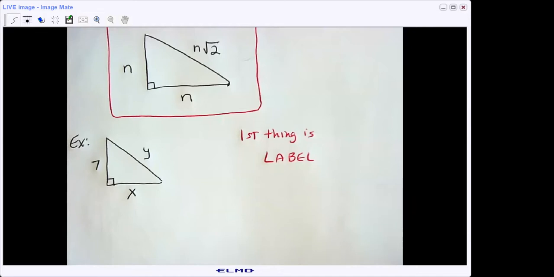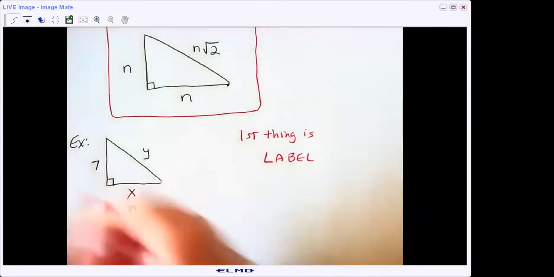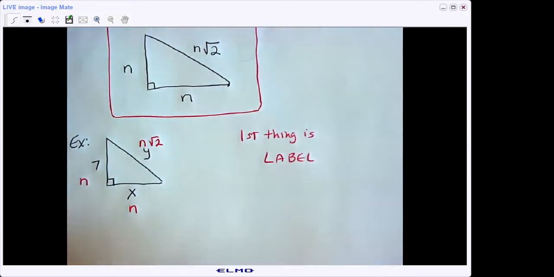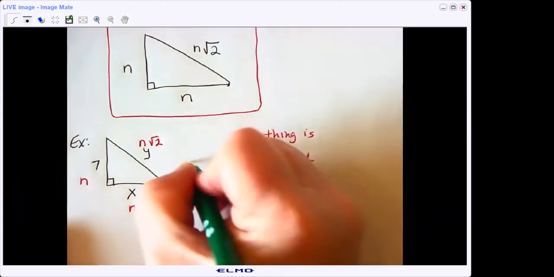And in the instruction box for the assignment, it says, label the way we've done in class in order to get credit. So even though there's no work to show, I want to see it labeled because there are too many ways to make mistakes. Labeling looks like we put n, n, and n root 2 on every triangle. Then we can look for X and Y.